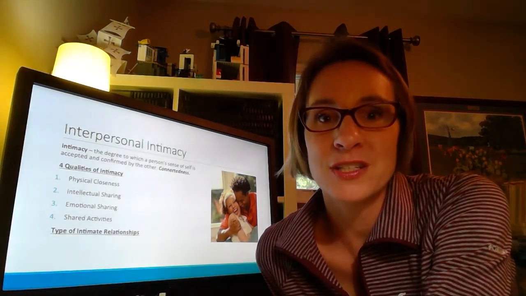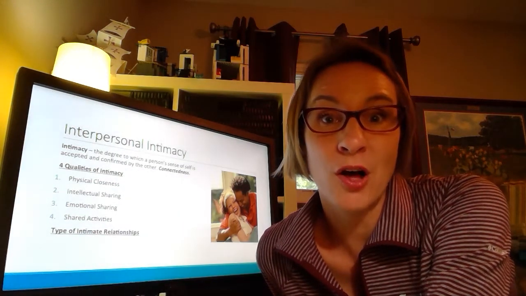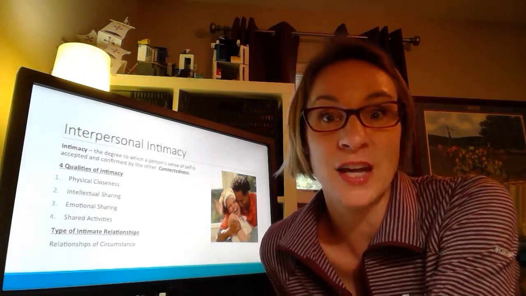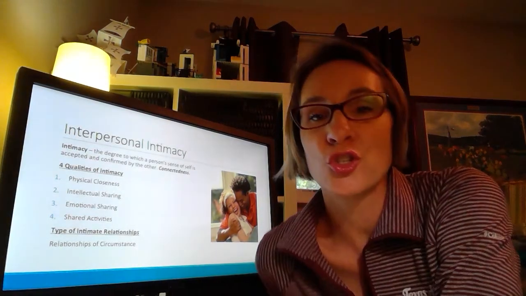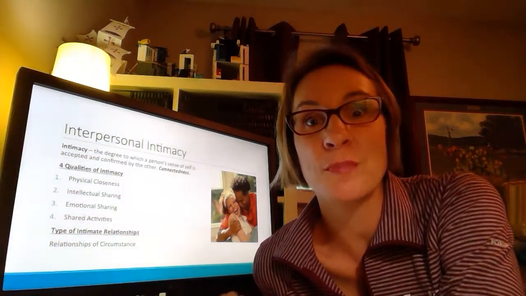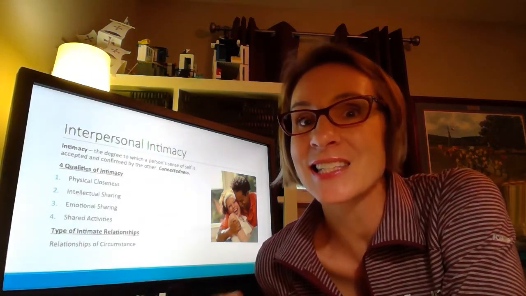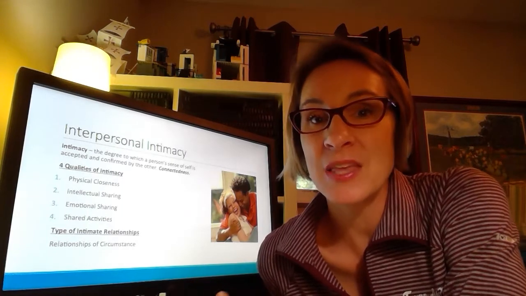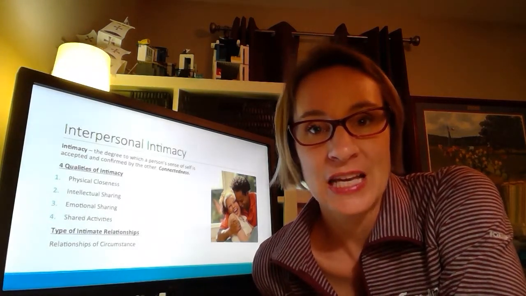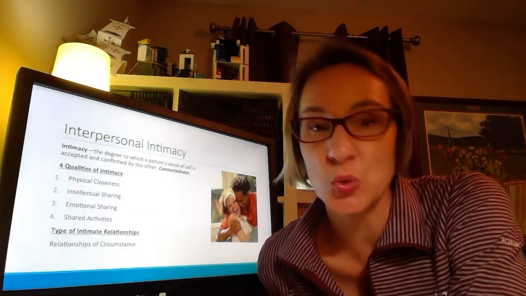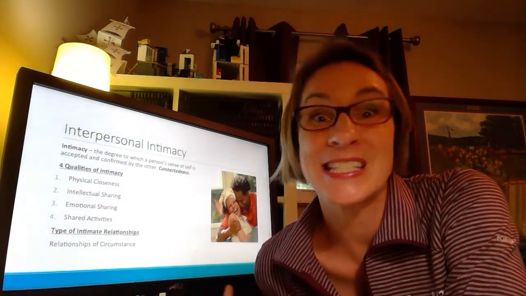Now, there are two different types of intimate relationships that we're involved in. And I think all of us are in both of these types of relationships. The relationship of circumstance is a relationship that we're in because of a circumstance, meaning this is not something we controlled, but something that just happened to us. Maybe it's the family that you were raised in. Most people don't choose their mom or dad, their siblings.